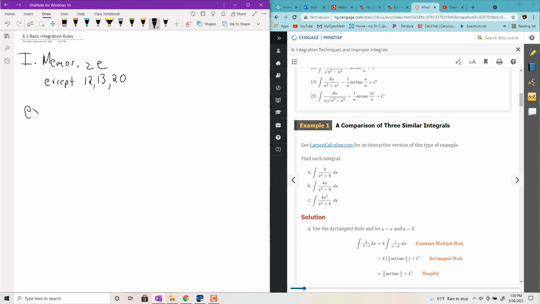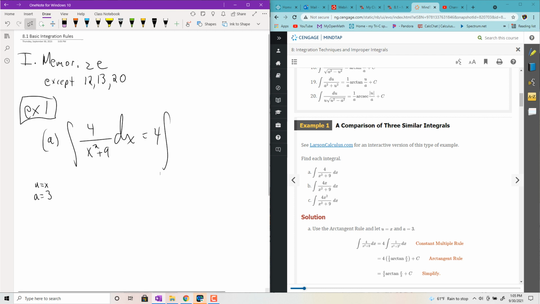Example 1, they're giving you 3 similar integrals. So here we go, example 1. Part A, the integral of 4 all over x squared plus 9. That looks like an inverse tangent, right? So the u is just plain old x. The a value is 3. We could factor out 4.